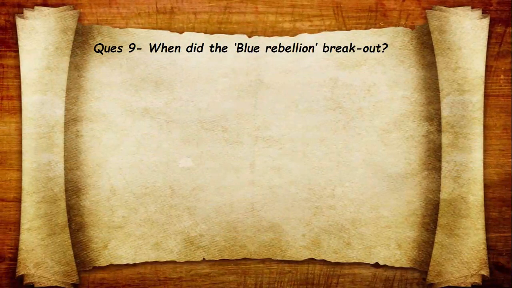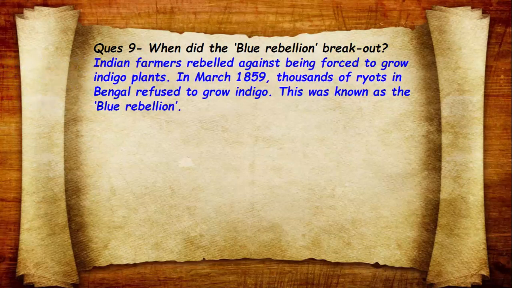Let us move on to question number 9. When did the Blue Rebellion break out? As we all know this answer from the paragraph The Blue Rebellion and After, the answer is, Indian farmers rebelled against being forced to grow indigo plants, and in March 1859, thousands of farmers in Bengal refused to grow indigo. This was known as the Blue Rebellion.